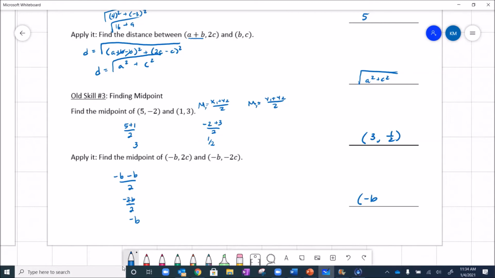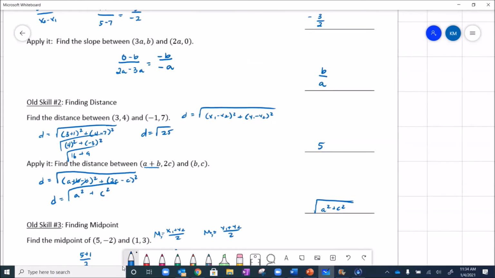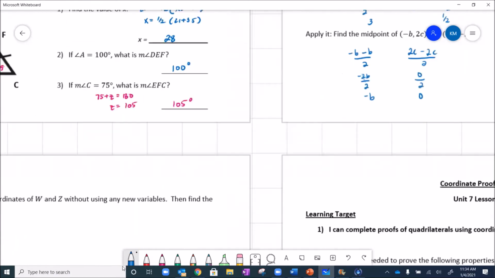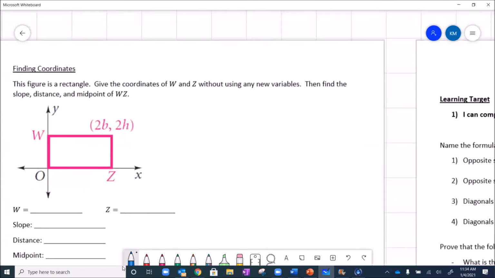For my y's, I have 2c plus -2c, or minus 2c over 2. 2c minus 2c gives me 0 over 2, which is just 0. And so there we have it. Okay, so using our old algebra skills and converting them basically to using them a little bit more abstractly here. All right, now when I say you're going to apply it, this is what I mean.